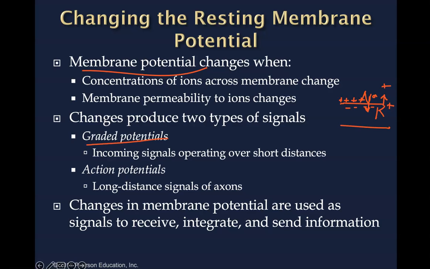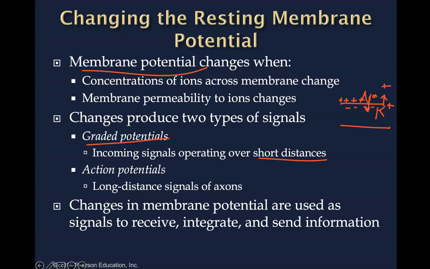A graded potential, which is just what it sounds like. It's graded, meaning you can have kind of the gradations of this potential, where you can have small changes to that membrane potential, or we can have larger changes to that membrane potential. And these incoming signals are usually operating over short distances, and it's usually over the dendrites because they're incoming signals. So these are things that we're going to see that happen in the dendrites.